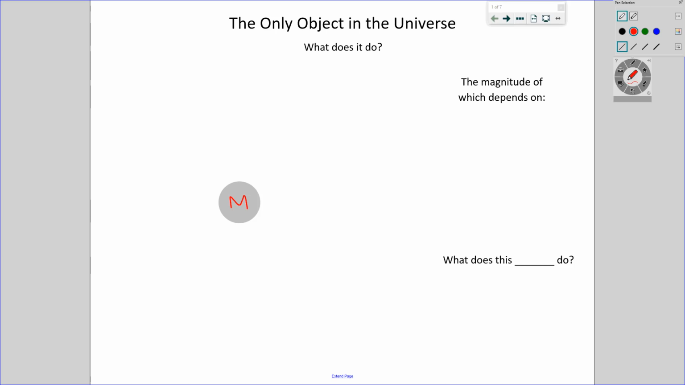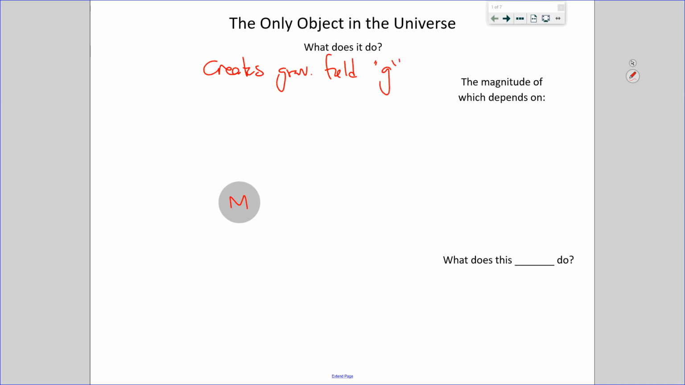All right. What does this massive object do? Well, for sure, no matter what, this creates a gravitational field g everywhere in space around it. All right, Einstein would say that this mass deflects the space-time plane.